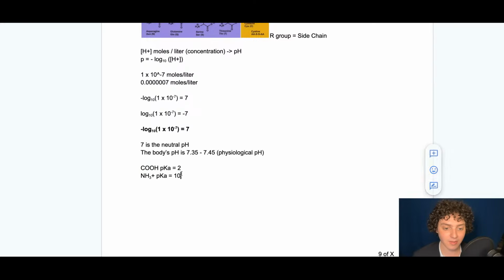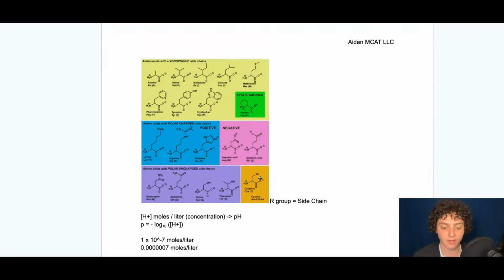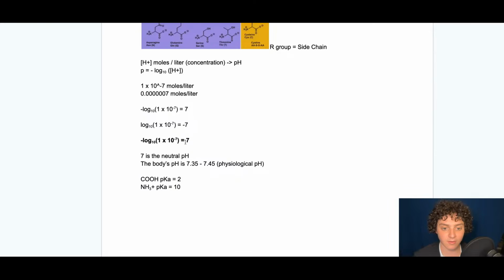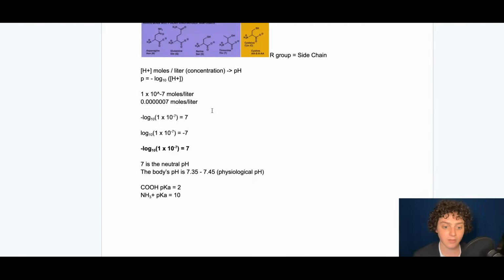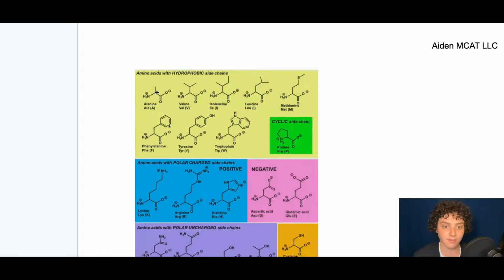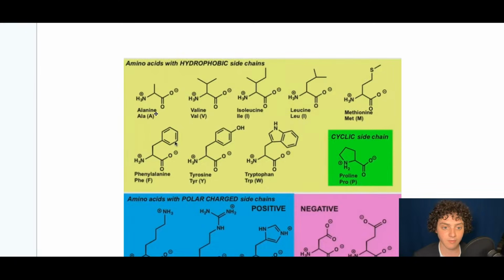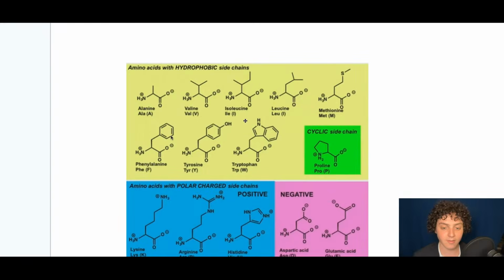But let's say that the pKa of the COOH is 2 and the NH3 plus is 10, in an environment in which the pH is 7, or the concentration of hydronium ions is 1 times 10 to the negative 7 moles per liter. You will have a negative COO here, a positive NH3 here. And then you have your R group.